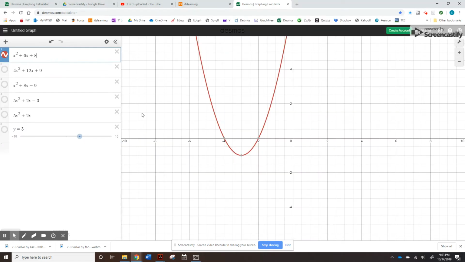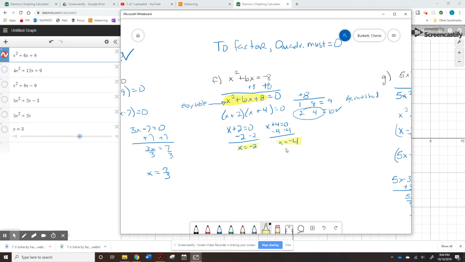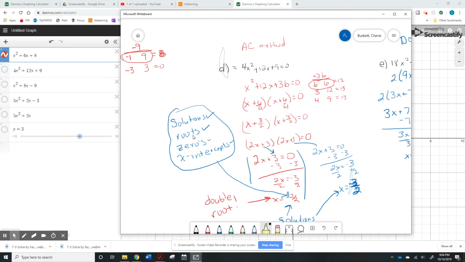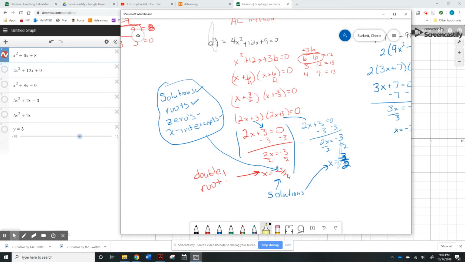So I want to show you over here, where is this parabola crossing the x-axis? It's crossing it at -2 and it's crossing it at -4. So these two x values are the same as what we solved right here. So that's why when I said we could call them solutions or roots or zeros or x-intercepts, that's why, because this is where they cross the x-axis.